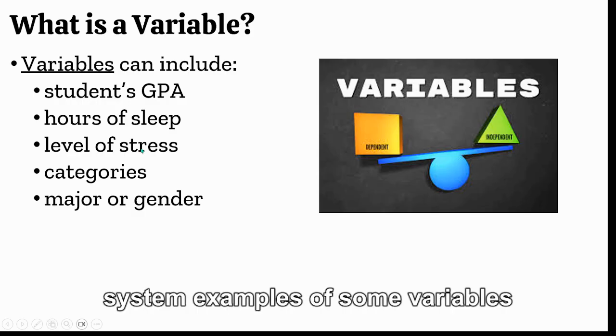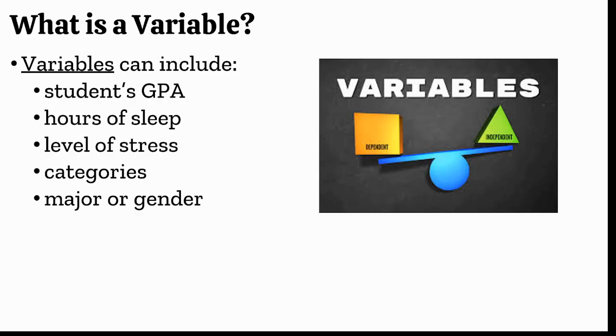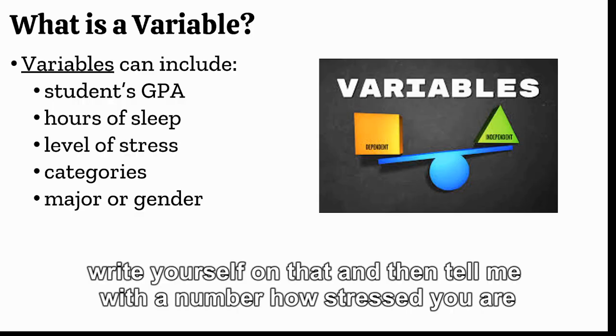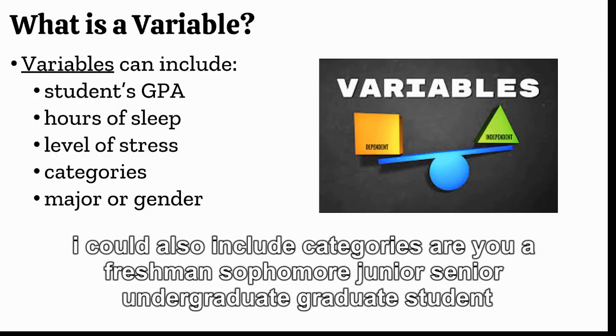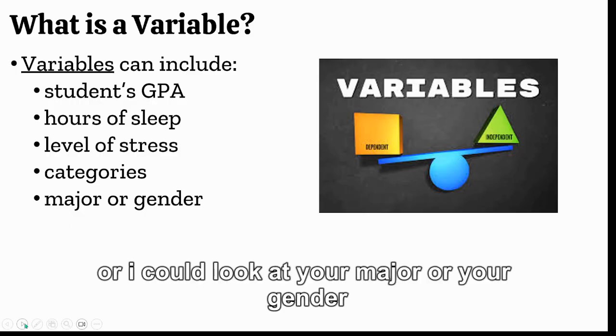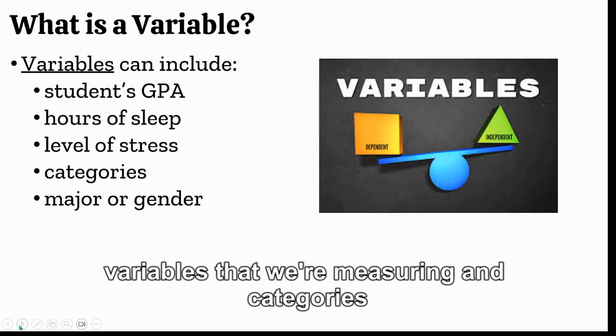So some examples of some variables: we could look at a student's GPA, and we'll be measuring that with numbers, right? We could look at hours of sleep. We could say you sleep 8 hours per night. We could look at levels of stress. I could give you an inventory about stress, and you could rate yourself on that and then tell me with a number how stressed you are. I could also include categories. Are you a freshman, sophomore, junior, senior, undergraduate, graduate student, etc.? Or I could look at your major or your gender. The last two categories, your class level and then your major or gender, would be variables that we're measuring in categories.